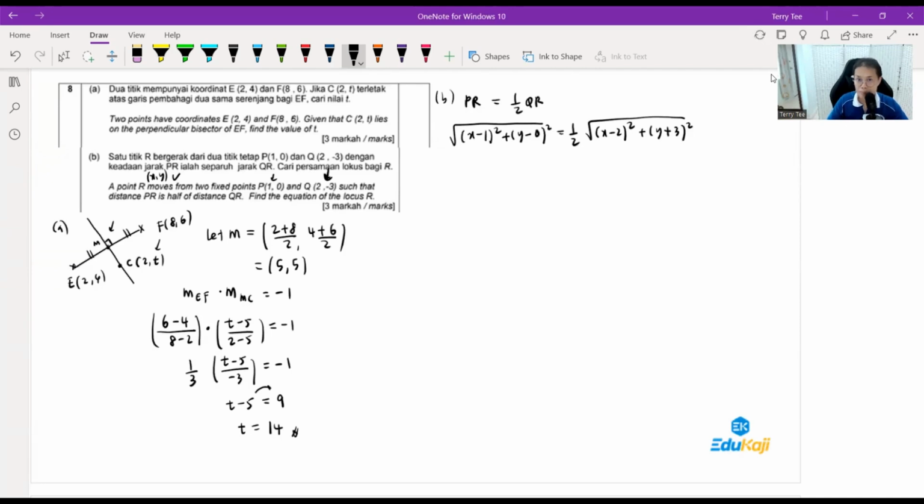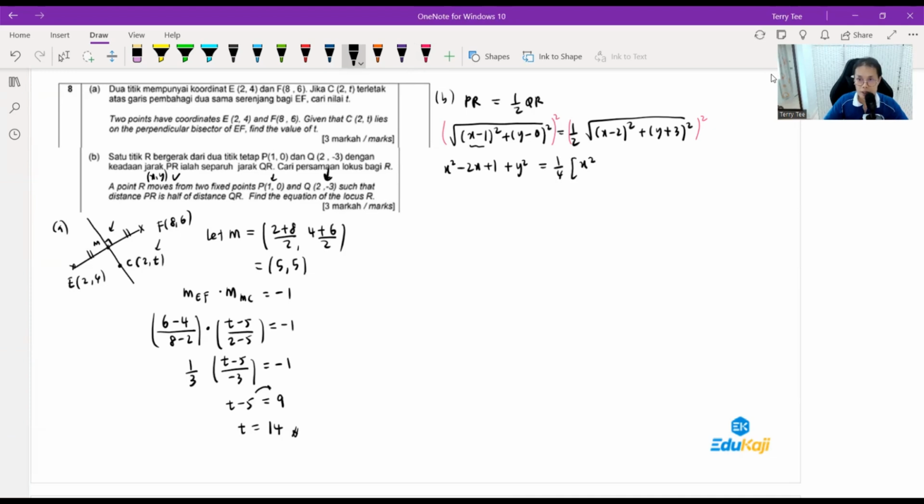So square both sides. Okay, let me show you. By squaring both sides, we can get rid of the square root. And immediately I expand this. I hope you can expand this very quickly. a squared minus 2ab: 2 times x times negative 1 is negative 2x. Negative 1 squared is 1. Then you have a y squared. This will be 1 over 4.